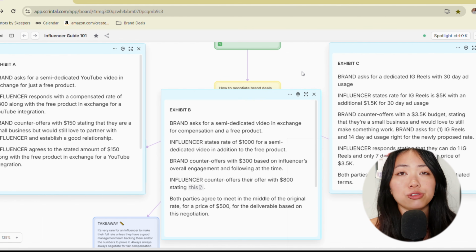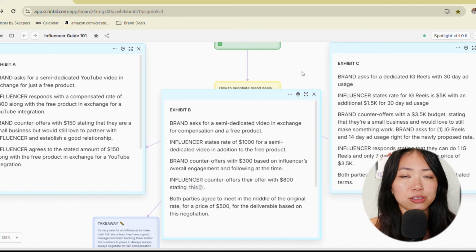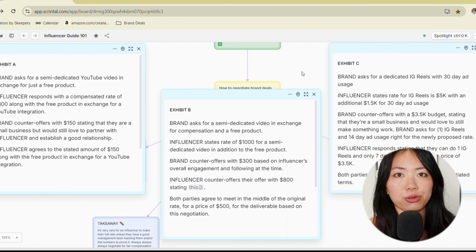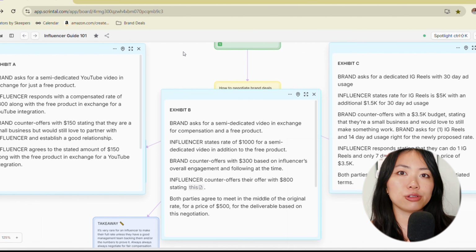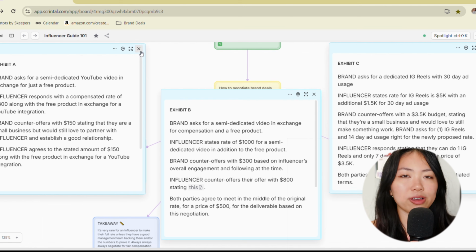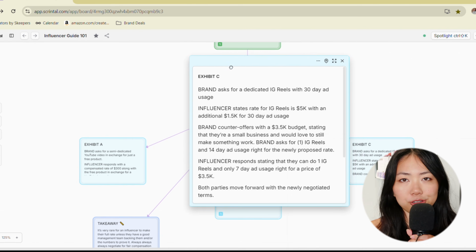Brand proposes new offer of one Instagram Reels and 14-day ad usage rates for the newly proposed rate. Influencer responds stating that they can do one Instagram Reels alongside only 7-day ad usage rate for the newly proposed budget of $3.5K. Both parties agree and move forward with the newly negotiated terms.